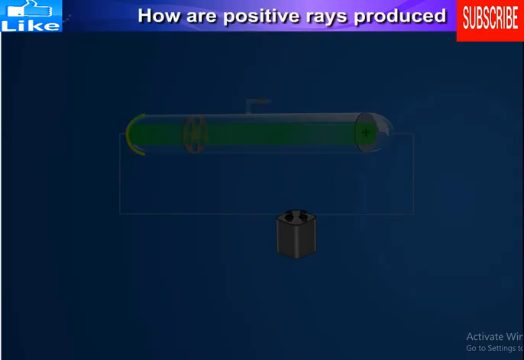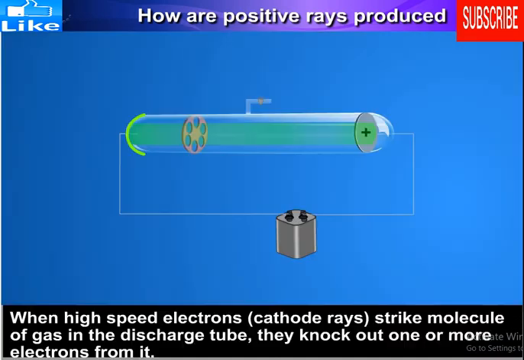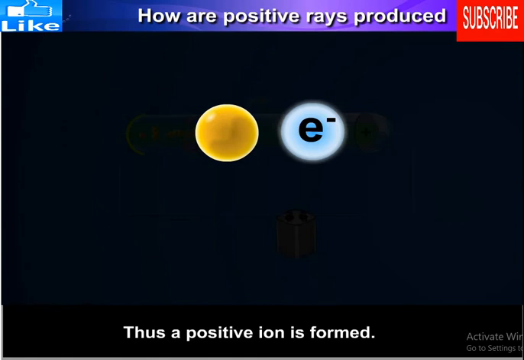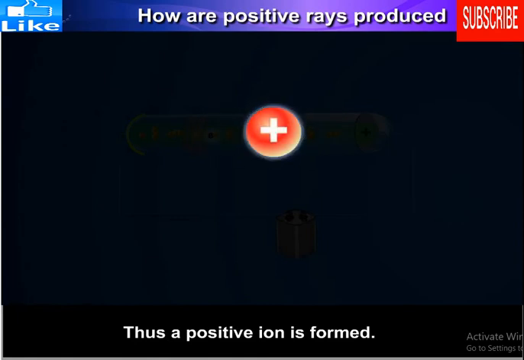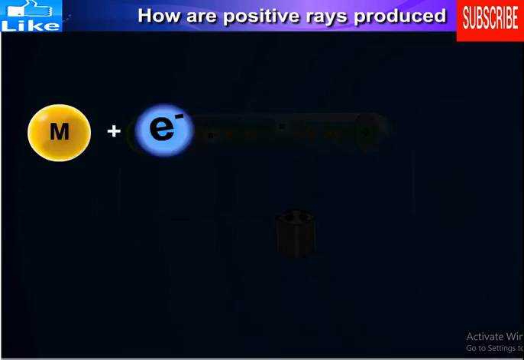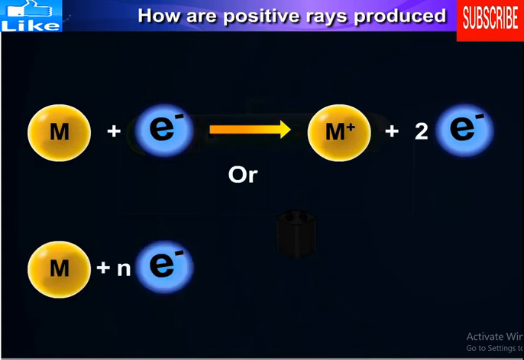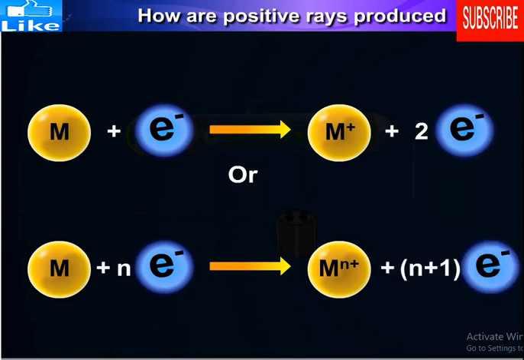How are positive rays produced? When high-speed electrons, that is, cathode rays, strike a molecule of gas in the discharge tube, they knock out one or more electrons from it. Thus, a positive ion is formed. M + e⁻ gives M⁺ + 2e⁻, or M + ne⁻ gives Mⁿ⁺ + (n+1)e⁻.